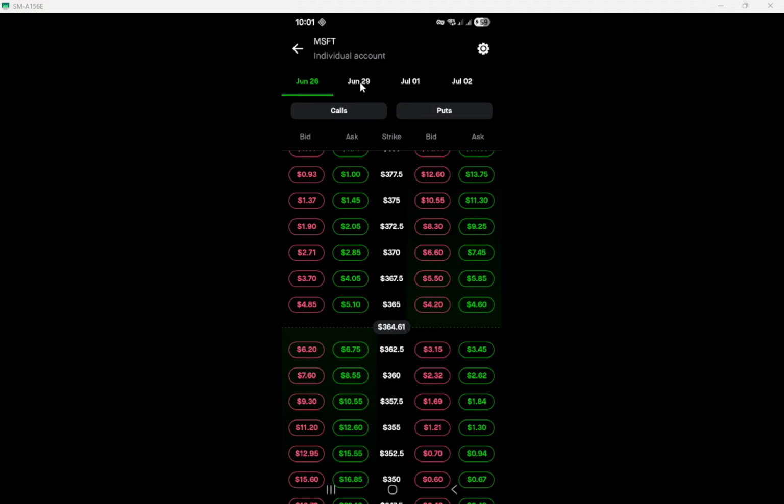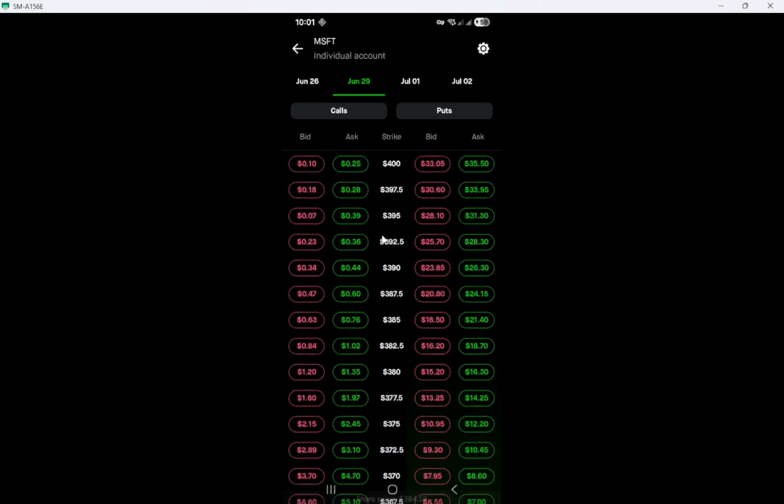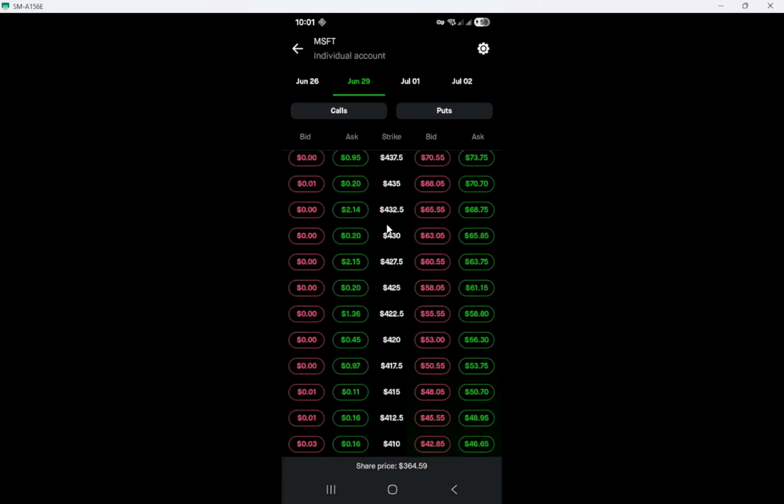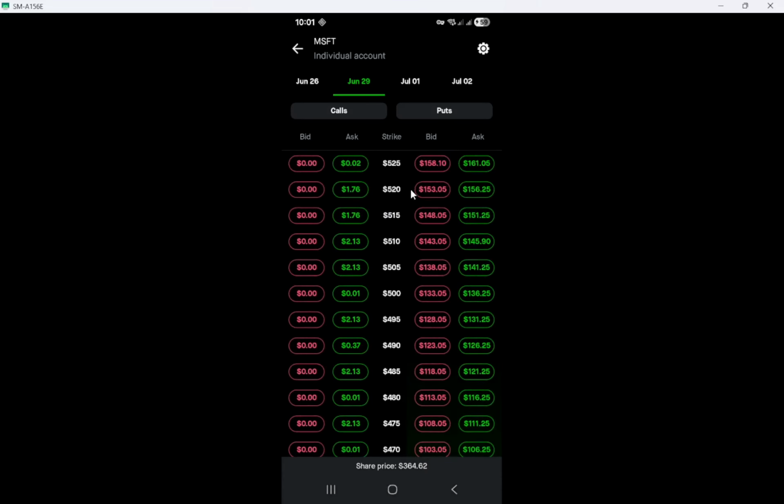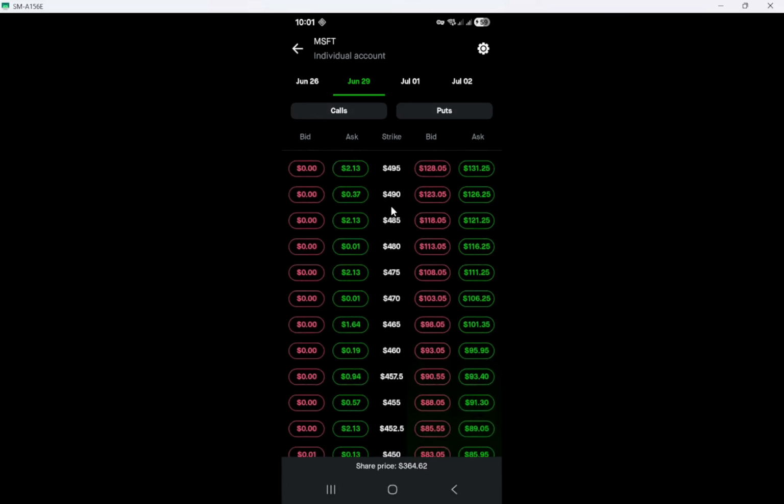Next, you'll need to understand the difference between call options and put options. A call option gives the buyer the right to buy the stock at a specific strike price. Meanwhile, a put option allows the buyer the right to sell the stock at a specific strike price. Robinhood lets you view these separately for a focused approach or side by side for a broader perspective. Understanding these basics helps you decide whether you expect the stock to rise or fall.